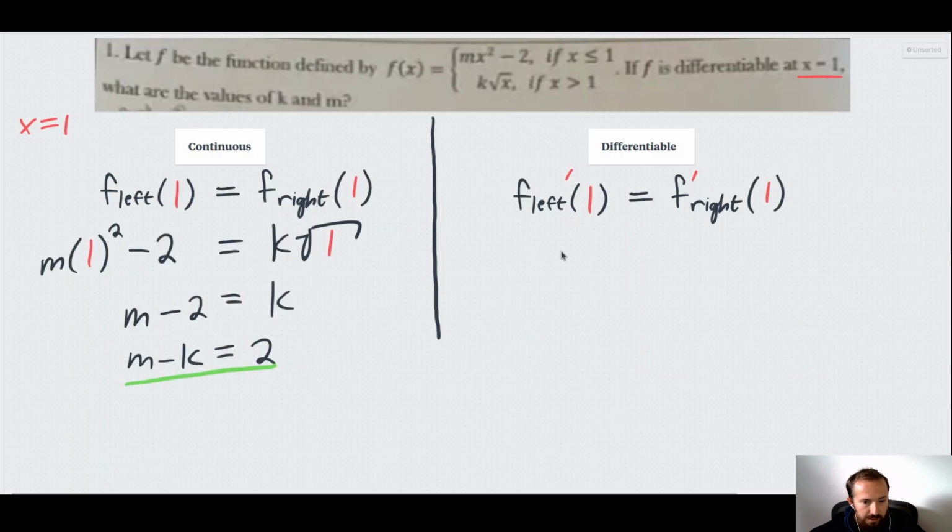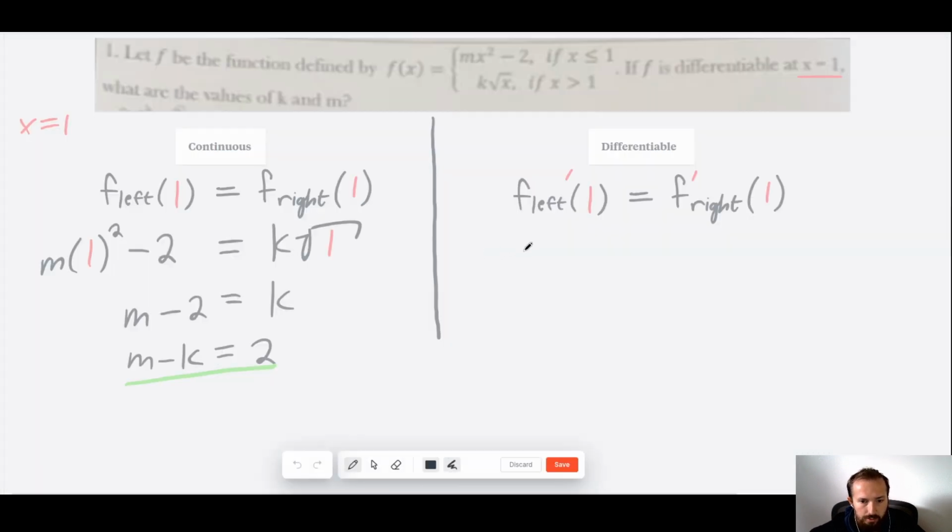Now, how do we tell if it's differentiable? It's a similar strategy, except we first take the derivative of each of these and then set them equal at x equals 1. So if I first calculate the derivative of m times x squared minus 2, hopefully it makes sense that would be 2mx. And then over here, using the power rule, remember m and k are just constants. So m, you can just pull that out. What's the derivative of x squared? 2x. So 2x times m, I'm just writing it 2m times x, same thing.